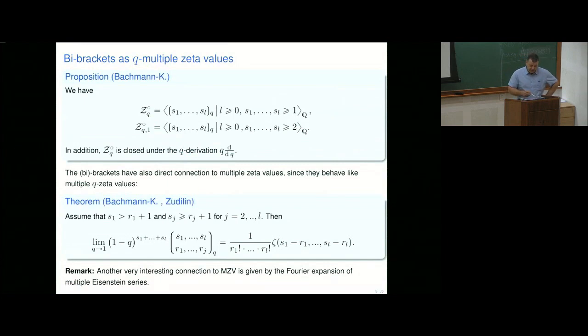They still give back multiple q-zeta values, but we have to be a little careful. If we take this limit, then we get this multiple zeta value shifted by the lower entries. In particular, if all these lower entries are 0, we just get back this multiple zeta value, and if the entries below are bigger, then we get some shift.